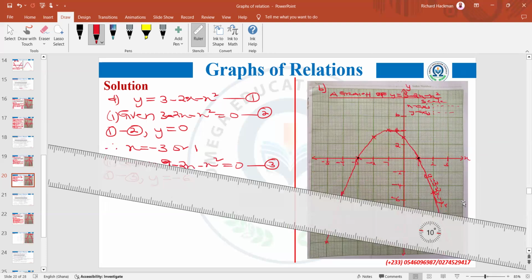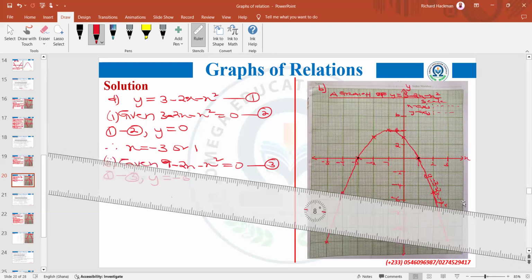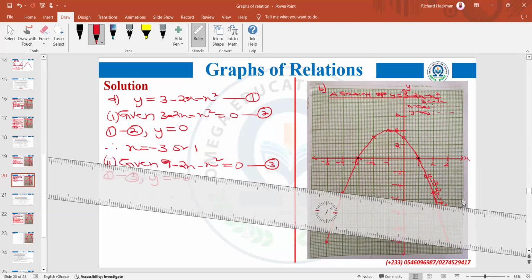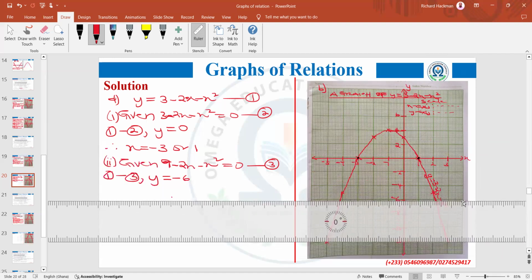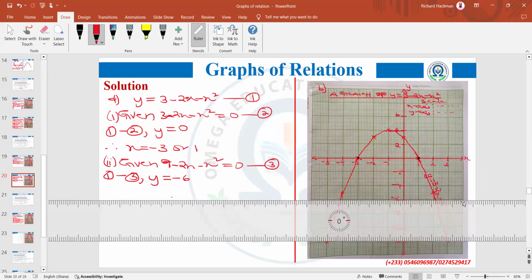Just as the other one, we had a line drawn through 2. This one is going to be through -6. So this is what we have. Let me go up a little. Now come and draw down your line. So this is the line, y is equal to -6.